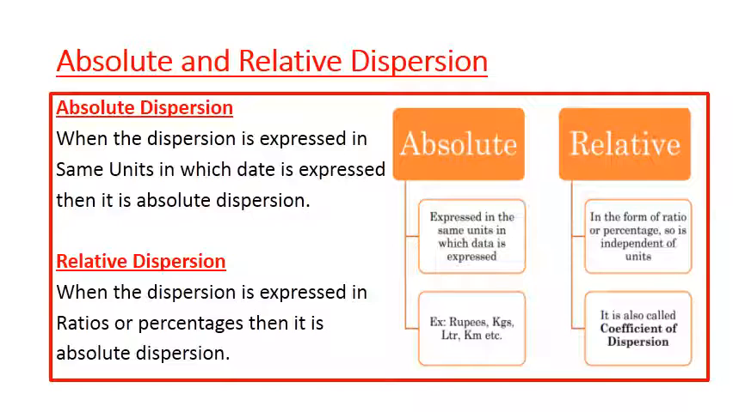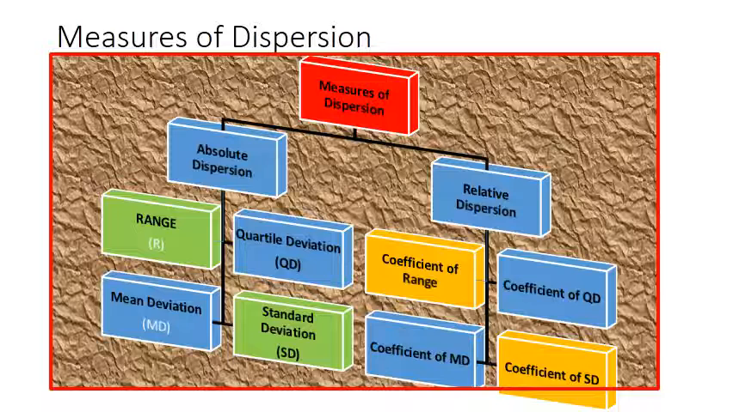You can see this flow chart. Absolute measure is expressed in the same units in which data is expressed. Examples are rupees, kgs, liters, kilometers. These are the units. And the relative dispersion is measured in the form of ratio or percentage. So it is independent of units, and it is also called the coefficient of dispersion. Coefficient of dispersion is the relative measure of dispersion.